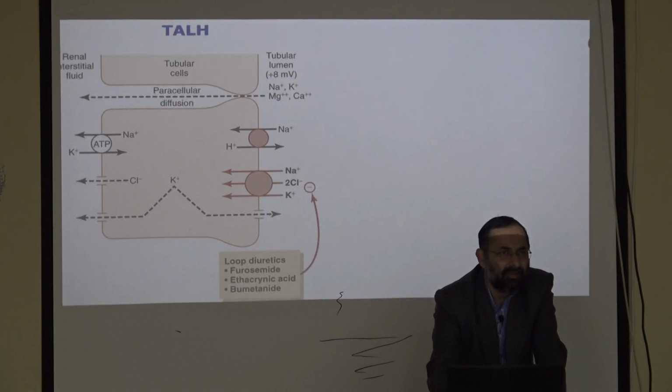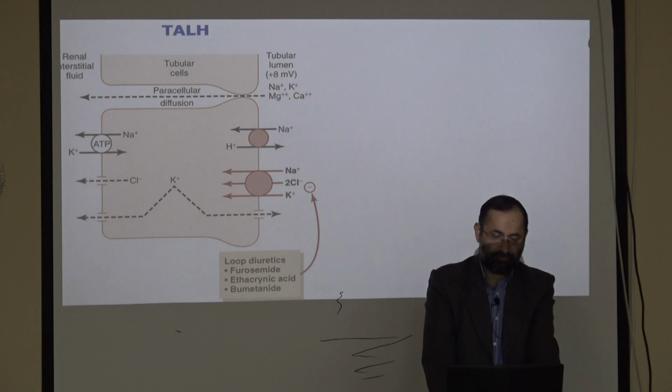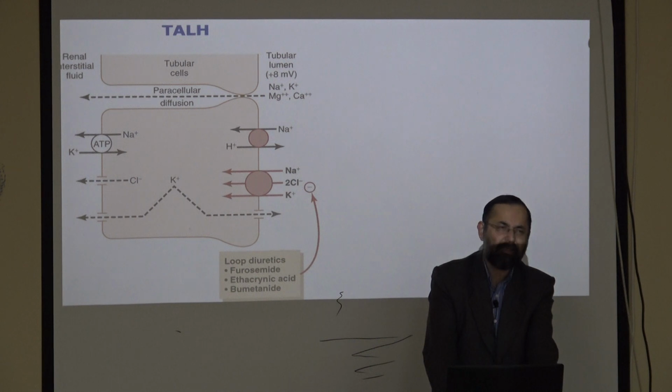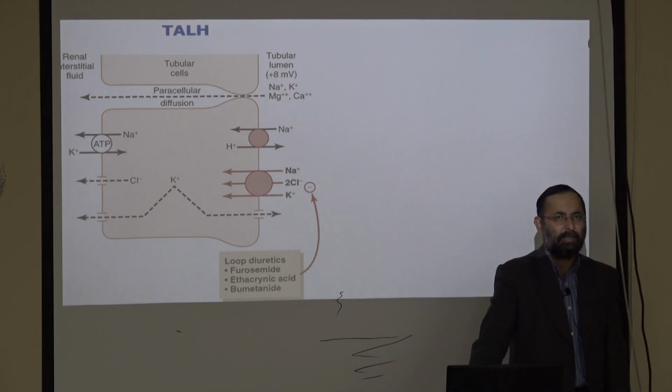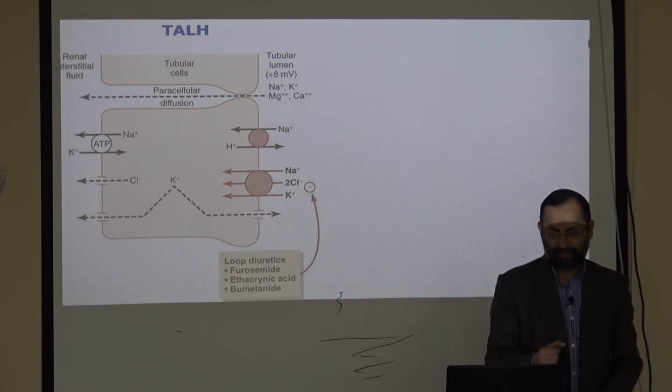What is this? Thick loop of, very good, thick ascending loop of Henle. Very nice. Now what do you see here? Very good. What else do you see here for sodium? Okay, paracellular, but very little really, because this is not giving you a very good idea. Paracellular could be there, but it's almost negligible.